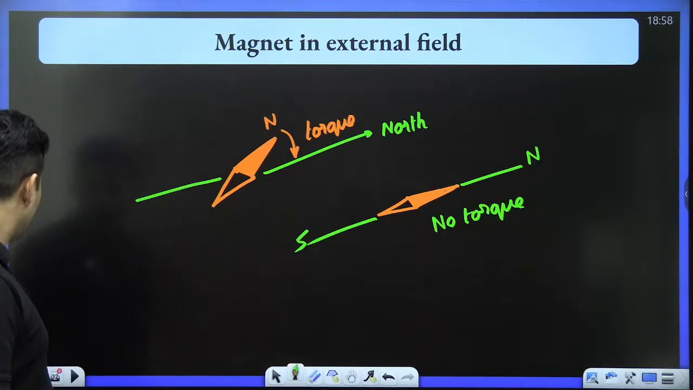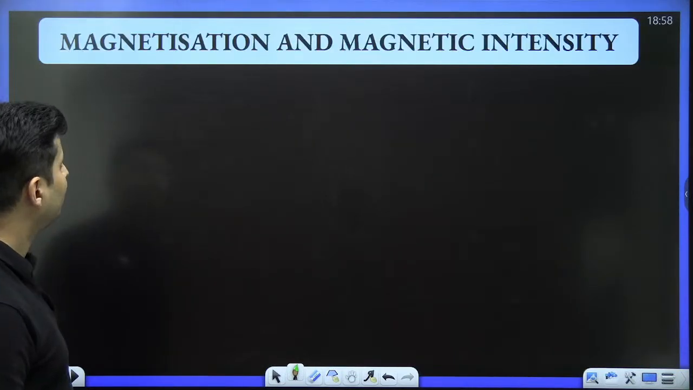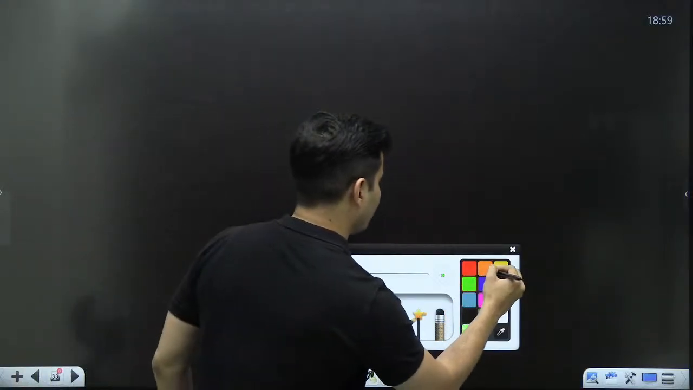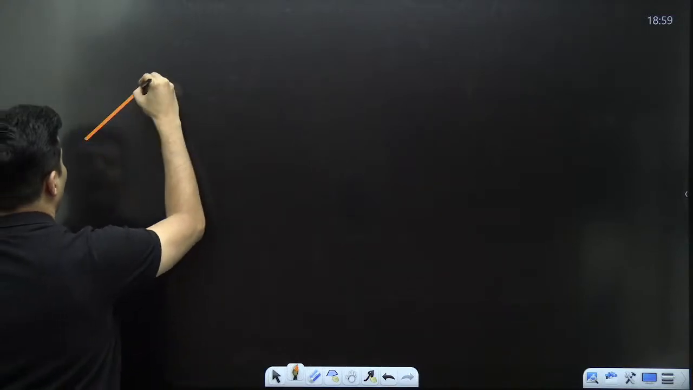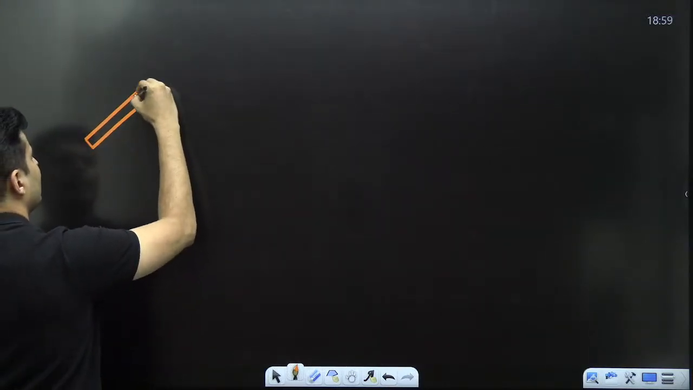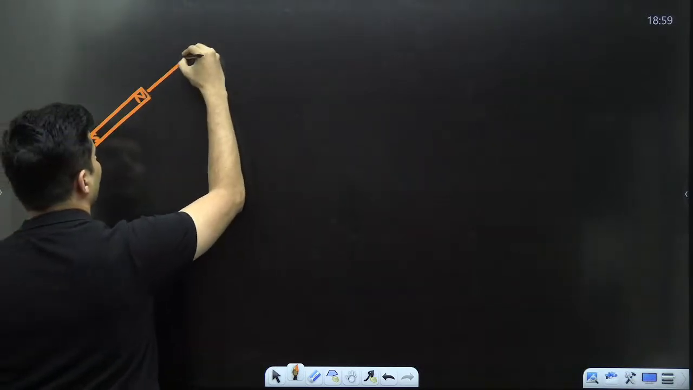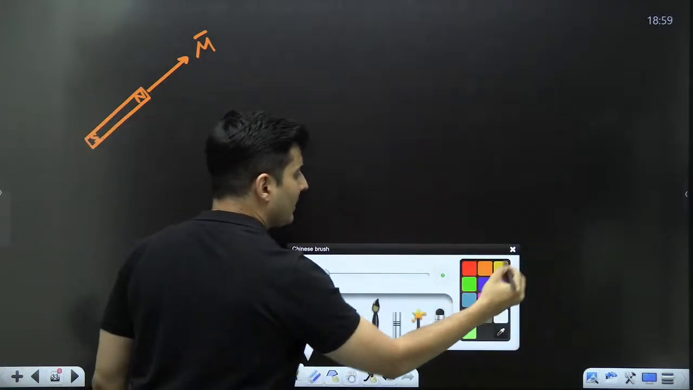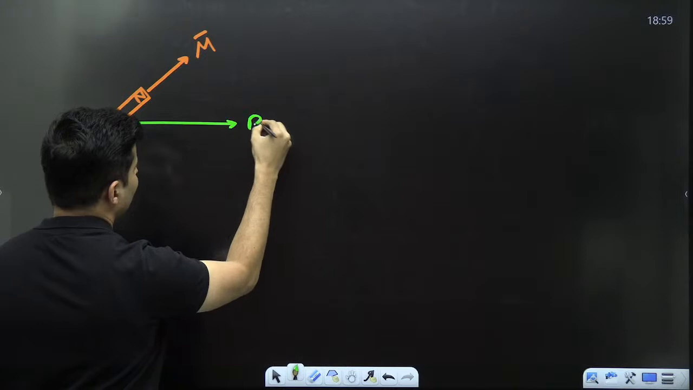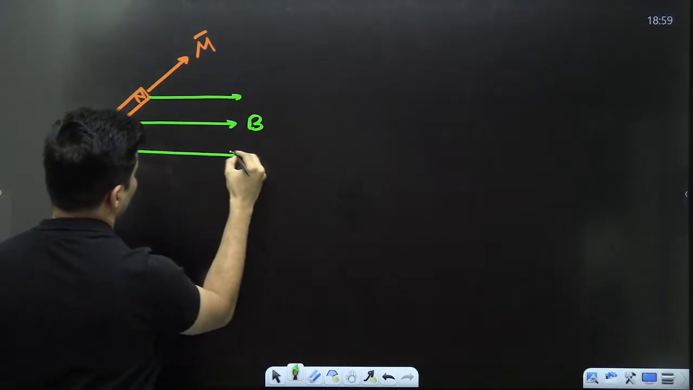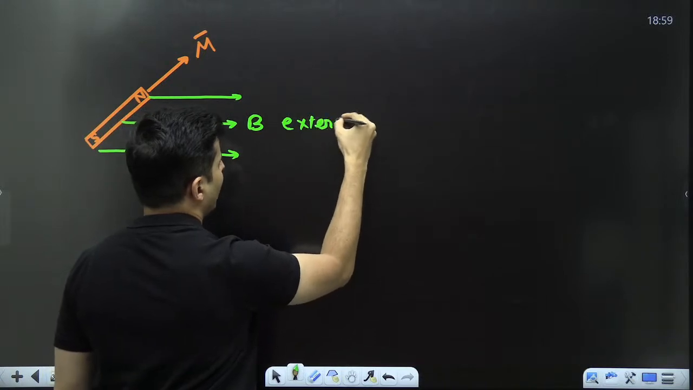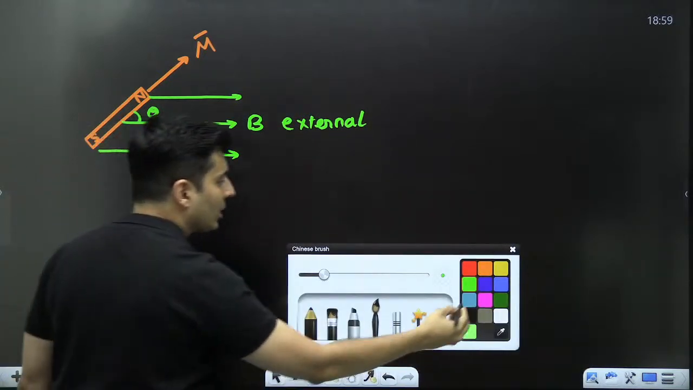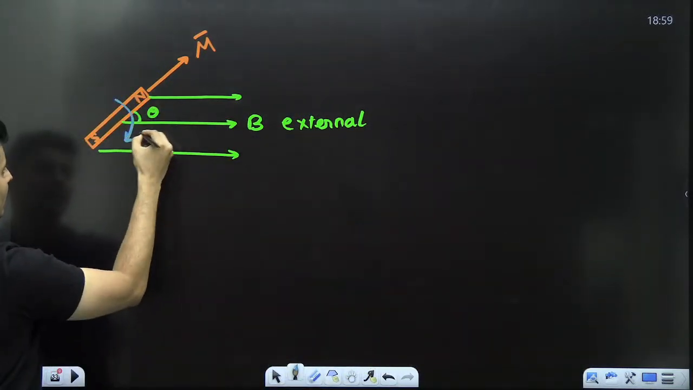So, my dear warriors, if I have a magnet like this, let's say this is North Pole, this is South Pole, and I call this its magnetic moment, and it is placed in some external field. This is your external magnetic field, and there is some angle between them. Then there will definitely be a torque acting on it.